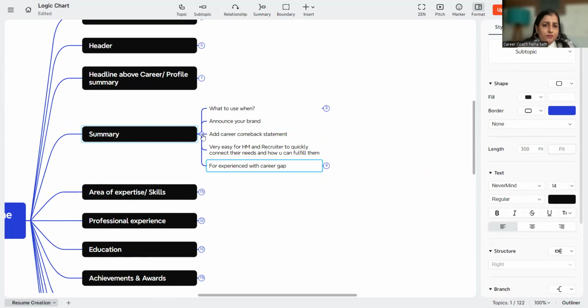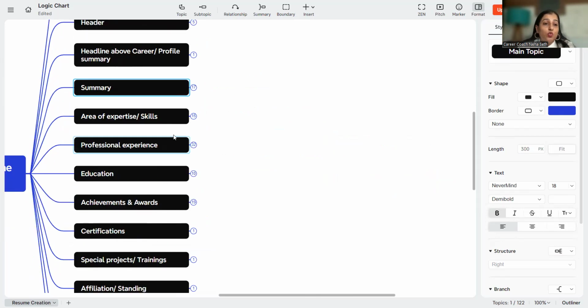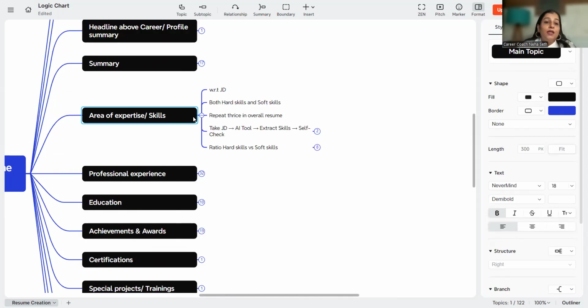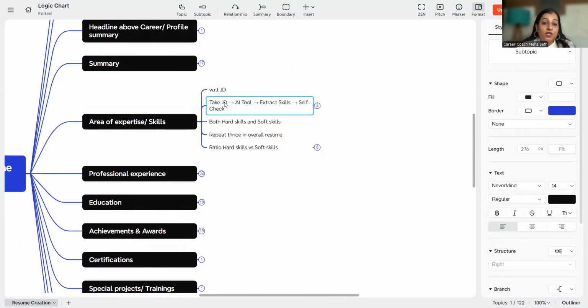And this is all about the summary. Now, let's jump directly to the area of expertise. Just below the professional summary is your area of expertise, and some people say the skills section. And it is with respect to the JD. Whatever the JD of the role you are applying for, you have to dig it out. You have to take the JD, use the AI tool, extract the skills from there, and self-check.